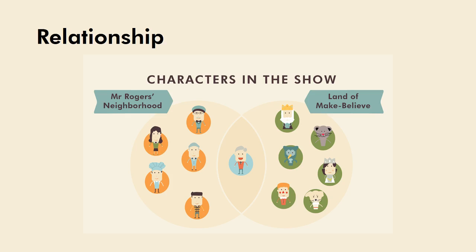The overlap section shows that Mr. Rogers is the only character connected to the different parts of the show. I also use color encoding to distinguish the categories as well, with orange for Mr. Rogers' Neighborhood, green for the Land of Make-Believe, and blue for Mr. Rogers himself.